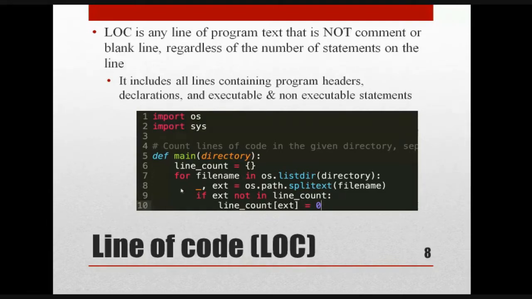Here there are 2 lines, line 3 is blank, and line 4 is a comment. What does the definition say? Not comment or blank line. You are not going to take the comment, and you are not going to take the blank line. So you have to exclude line number 3 and line number 4, because line 3 is blank and line 4 has the comment. So the total number of lines here is 8. This is your line of code.